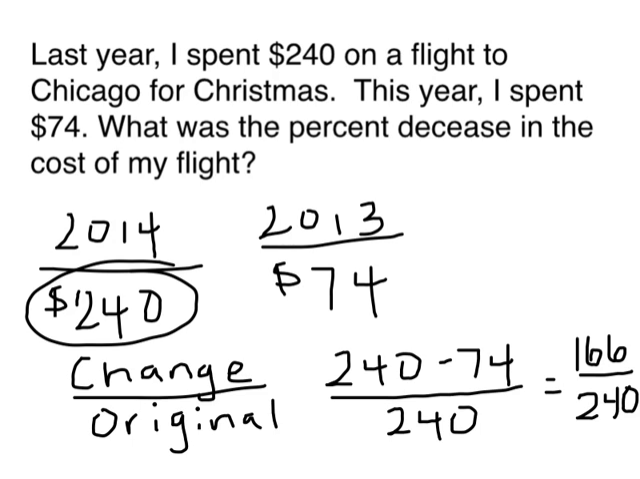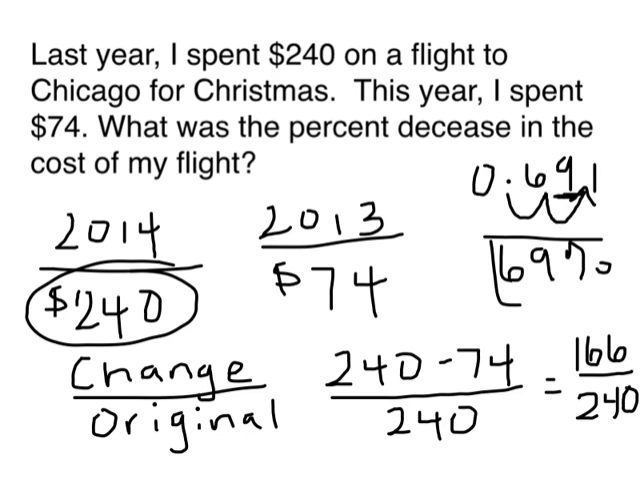So if I want to figure out the percent, I need to turn this fraction into a decimal first. 166 divided by 240 gives me 0.691. We can round to the nearest hundredths because we're talking about percent. And to go from decimal to a percent, I'm going to move my decimal 2 times to the right. So I know the cost of my flight went down 69%. Let's take a look at one more example.